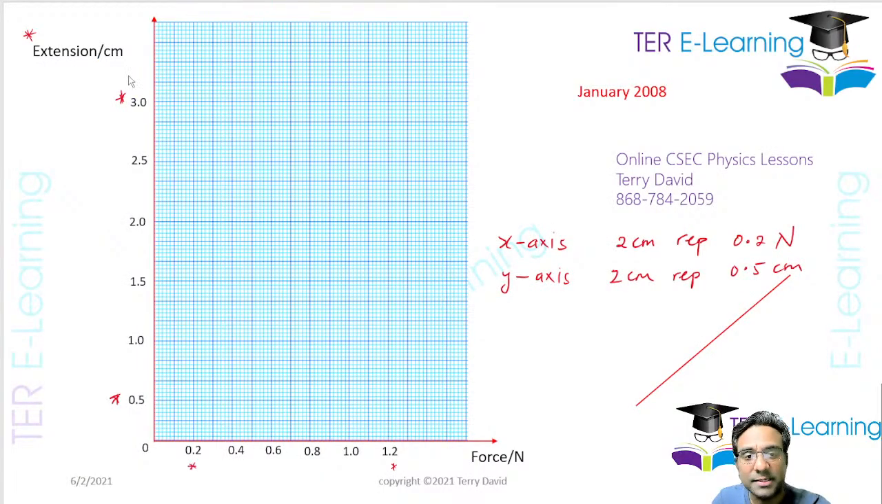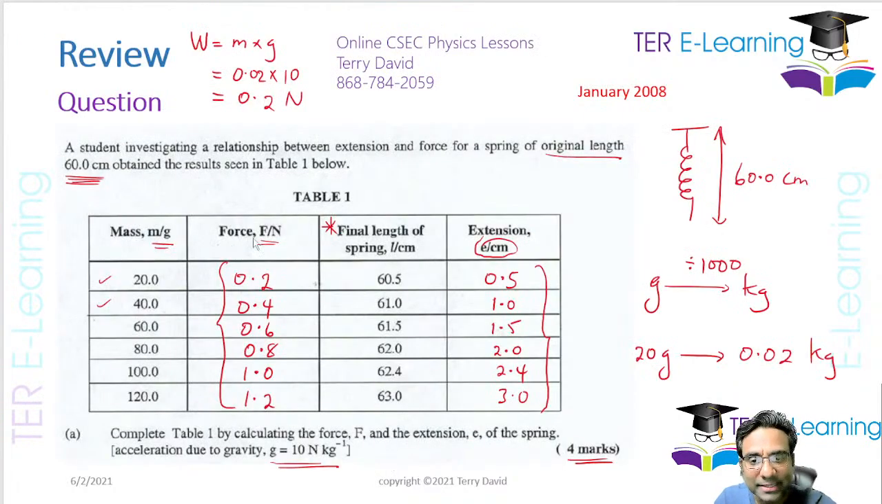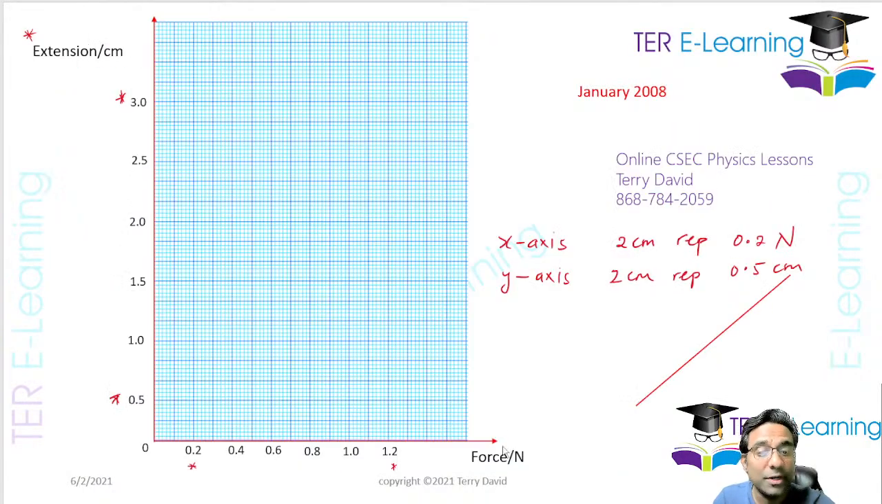Extension in centimeters. You could write the word extension or you can just put exactly how you saw it in the table, E/cm. In the case of my y-axis, you have force in newtons. So you can write the word force, newtons, or you can just put F/newtons, right? So there's a unit here. So you must label your axes on your graph. You're getting marks for all those things.